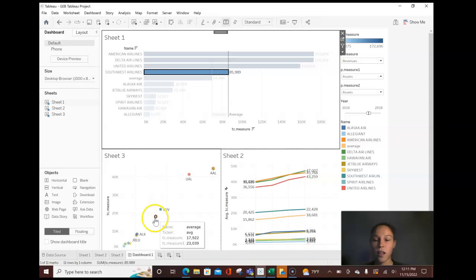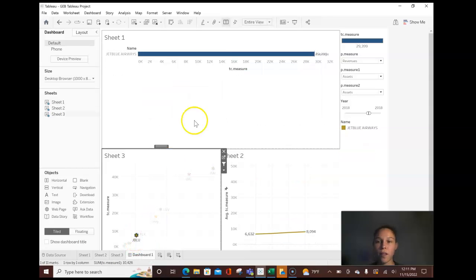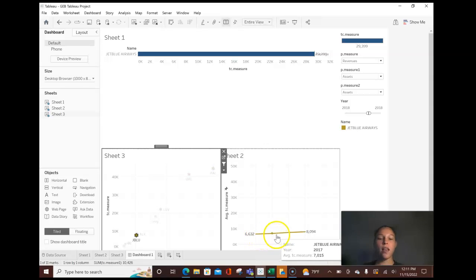So we can get rid of this filter, and we can look at another company on another sheet, and let's just look at JetBlue. So JetBlue was nearly above average, and then this shows increase over time in revenue.